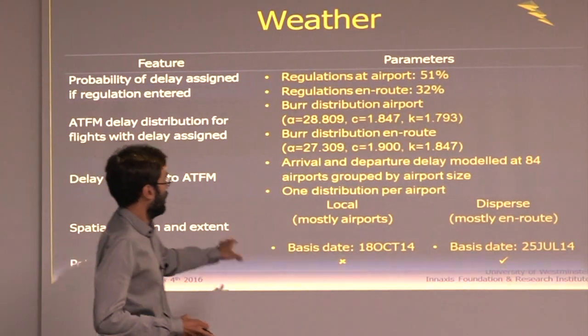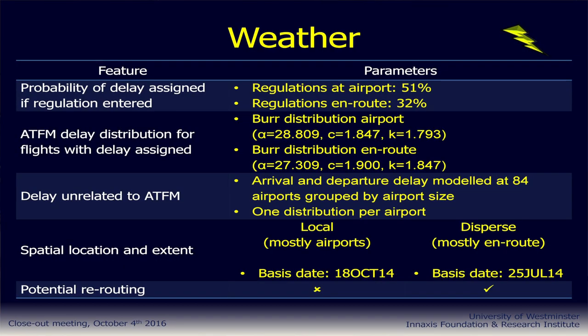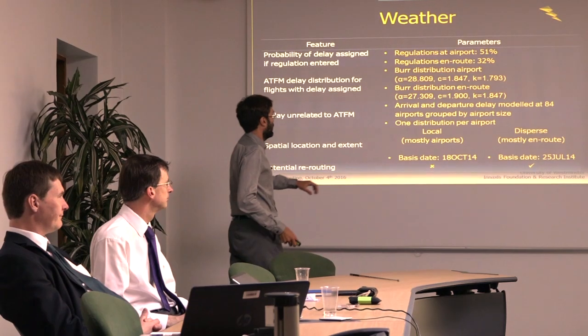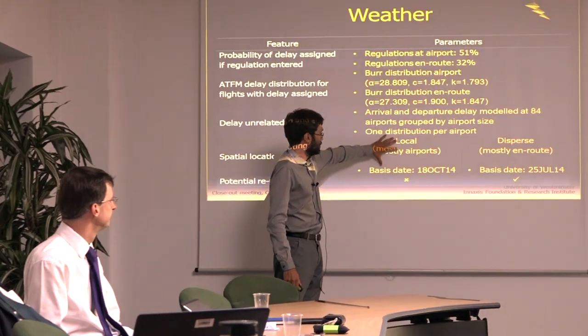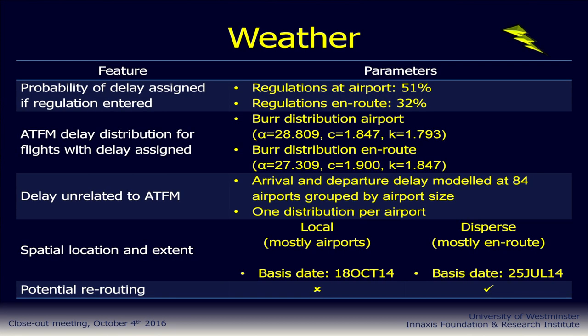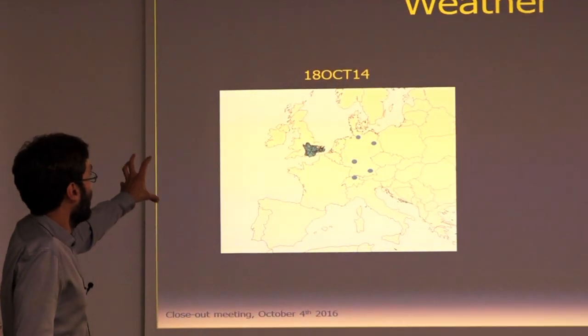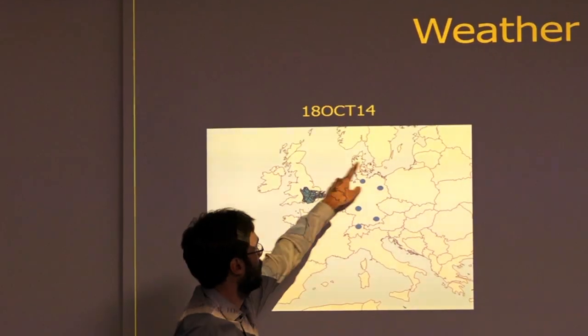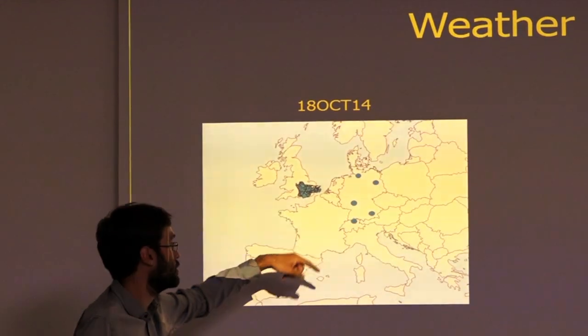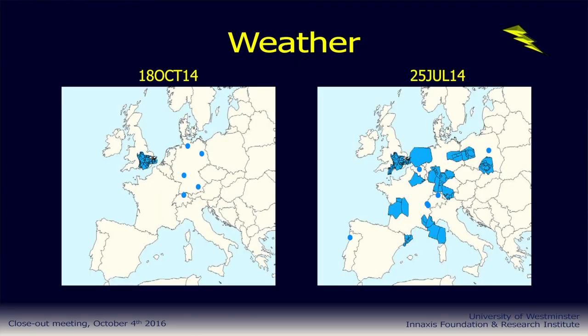In this case, for the local and dispersed, we have also taken into account two different things. In the local, we are looking at a day where the problem was mainly at the airports, and with the dispersed, we are looking at a day where the problems were mainly en route. Therefore, when we are looking at the local weather disruption, rerouting is not a possibility because the problem is at the airport, so we cannot go around the regulations because we have to get to our final destination. So this is the day where we are doing the localized problem, and as you can see, it's mainly localized around Germany, at the different airports, and Switzerland. Then in the dispersed one, it's a little bit more spread through the rest of Europe.